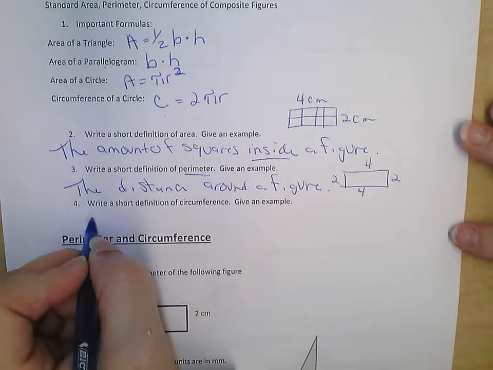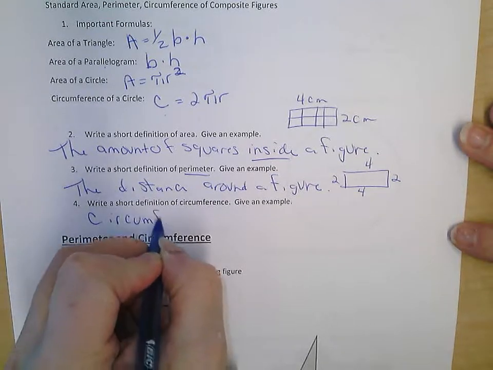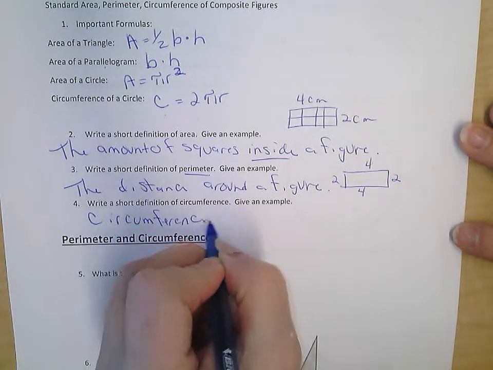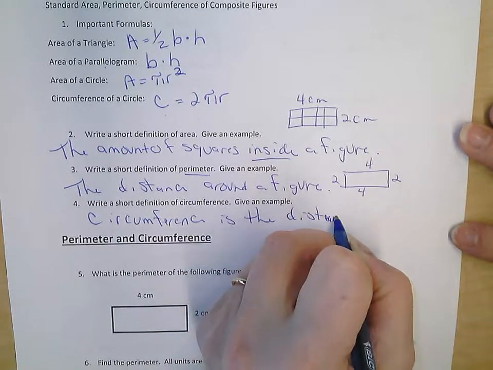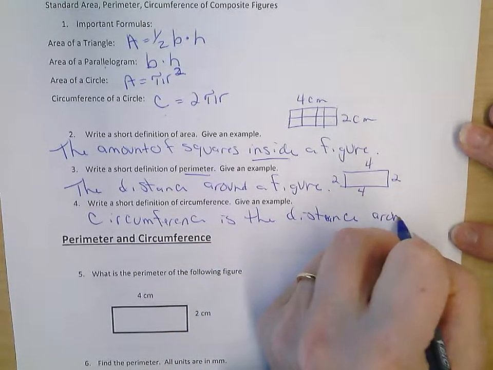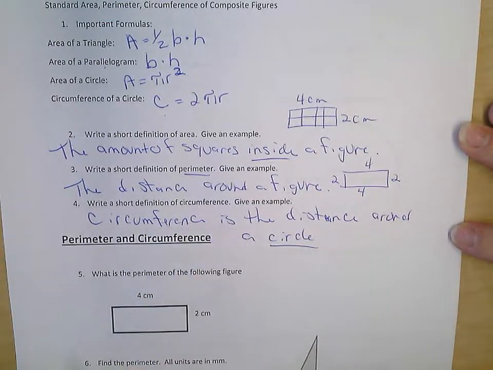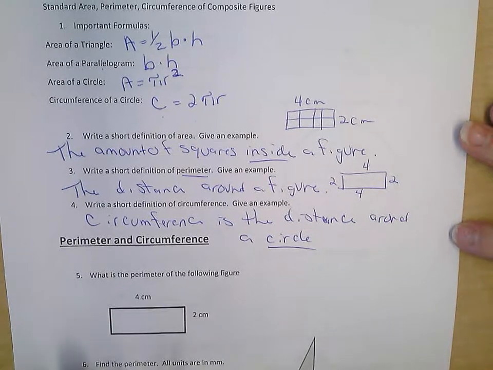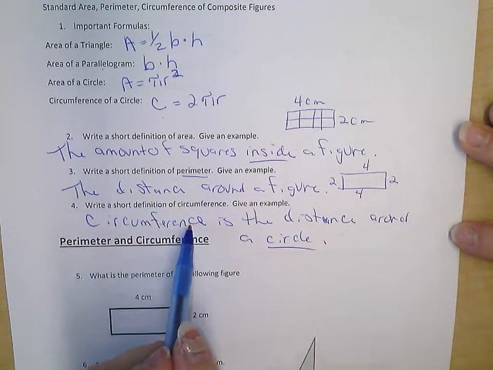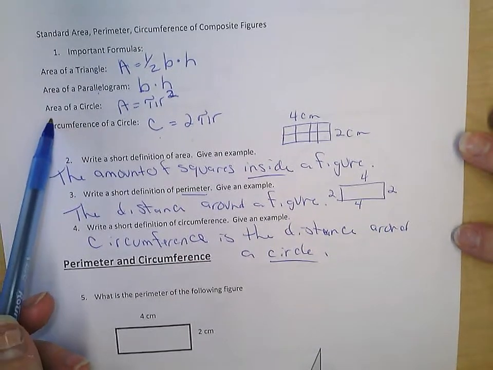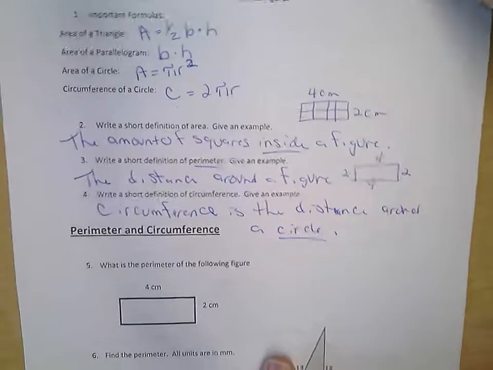And then specifically for circumference, it is the distance around specifically a circle and only a circle. So the circumference formula would only be used for a circle, as well as area would only be used for a circle. So let's look at some examples.